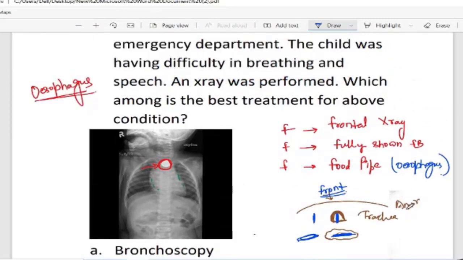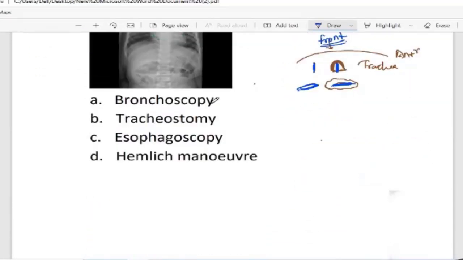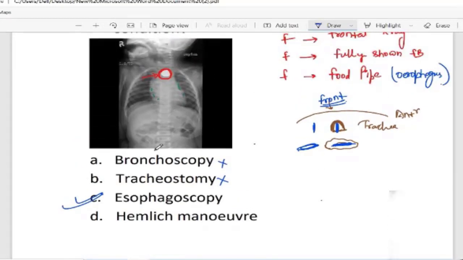Now the examiner wants to ask which among them is the best treatment of the above condition. Since the foreign body is in the esophagus, bronchoscopy and tracheostomy have no role. Esophagoscopy is definitely having a role because the foreign body is in the esophagus. So we will do the esophagoscopy and remove it. So the correct answer is esophagoscopy.